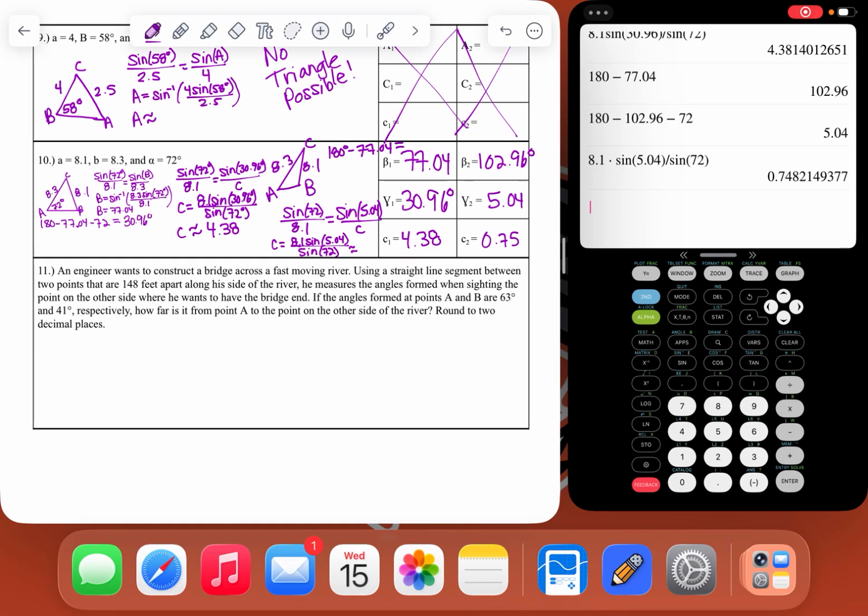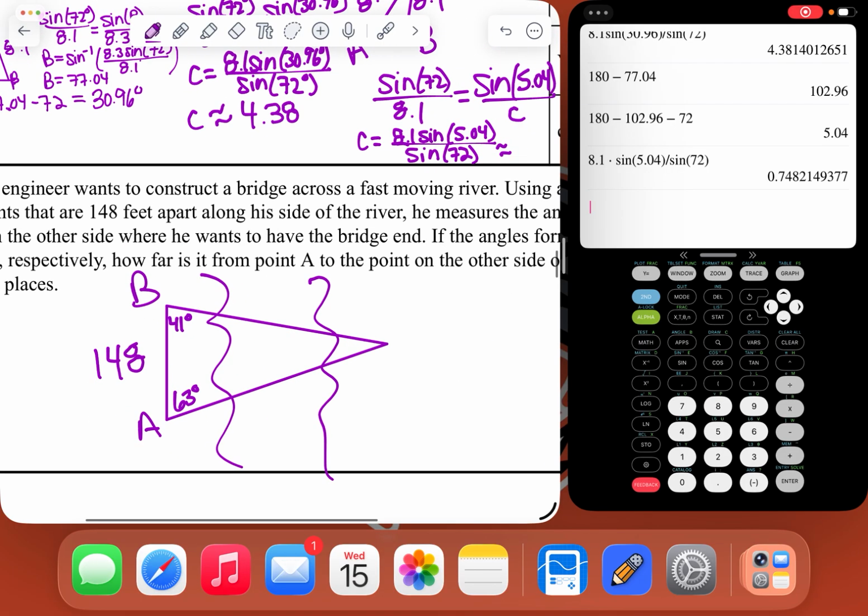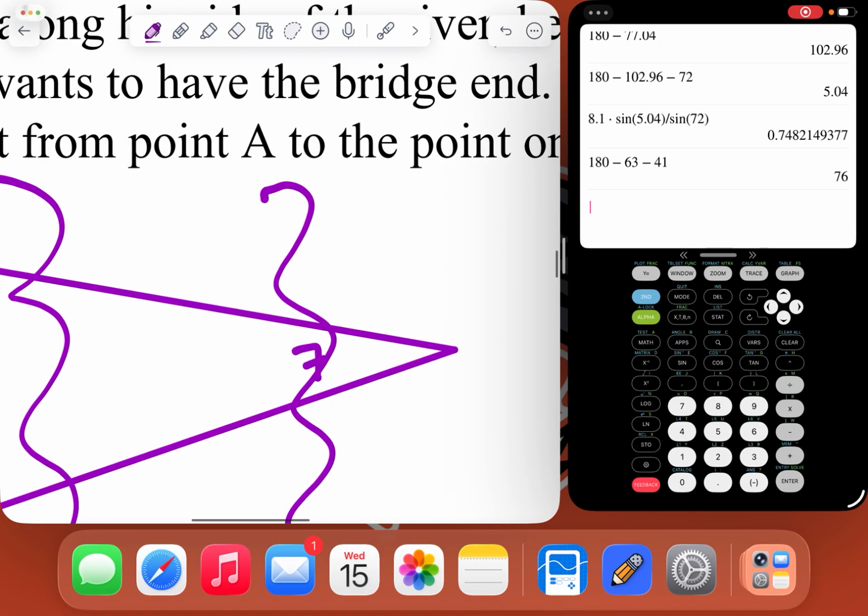All right, one quick application problem. So an engineer wants to construct a bridge across a fast-moving river. So there's my river, using a straight line segment between 2 points that are 148 feet apart. He measures angles when sitting at them from A and B. So from A it's 63 degrees. So we'll make this A, and then from B it's only 41 degrees. So 63 degrees, 41 degrees. So if we do 180 minus 63 minus 41, that tells us that this one must be 76 degrees.